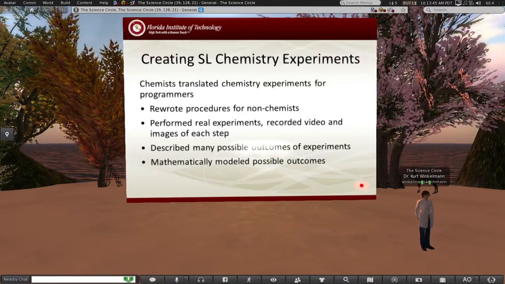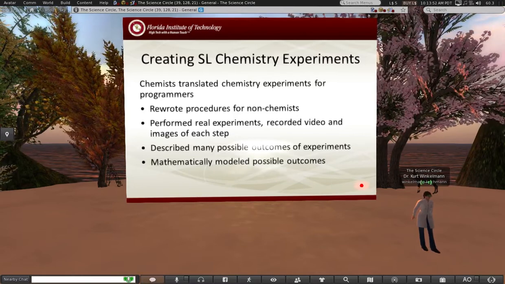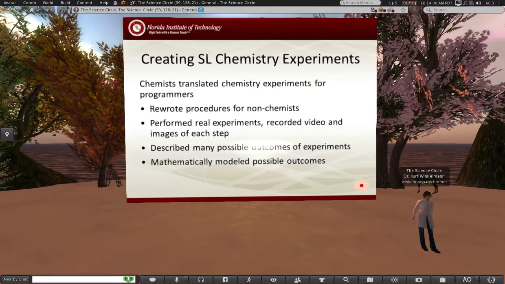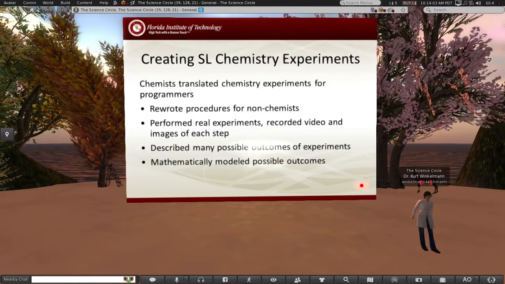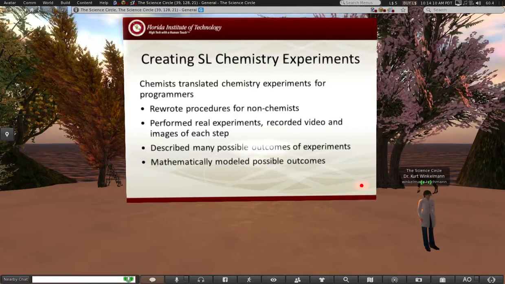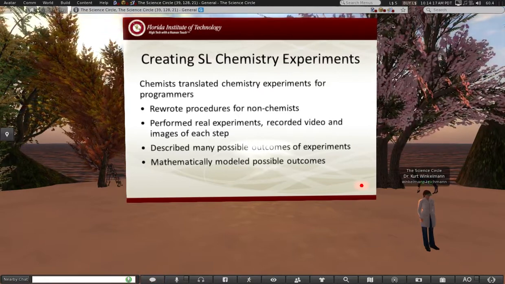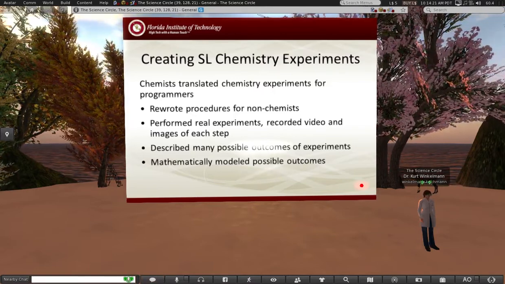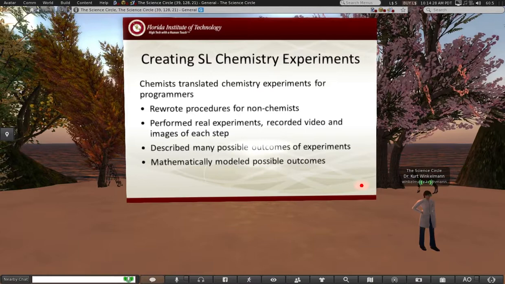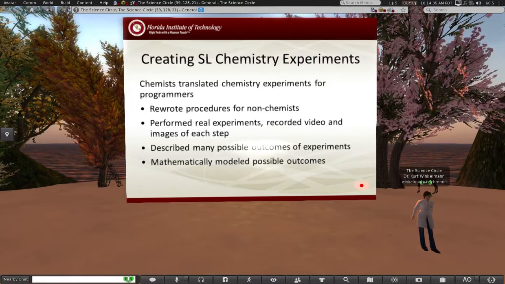We performed the experiments and recorded lots of video and images so that everything was as scientifically accurate in appearance as possible. We also wanted to take into account that students sometimes make mistakes in the lab, and we wanted our experiments to incorporate those possibilities. So we actually spent a lot of time making mistakes intentionally, and then putting that into the program itself. In these lab experiments there's a fair amount of calculation that students would have to perform in order to get the right answer or answer questions about the experiment.